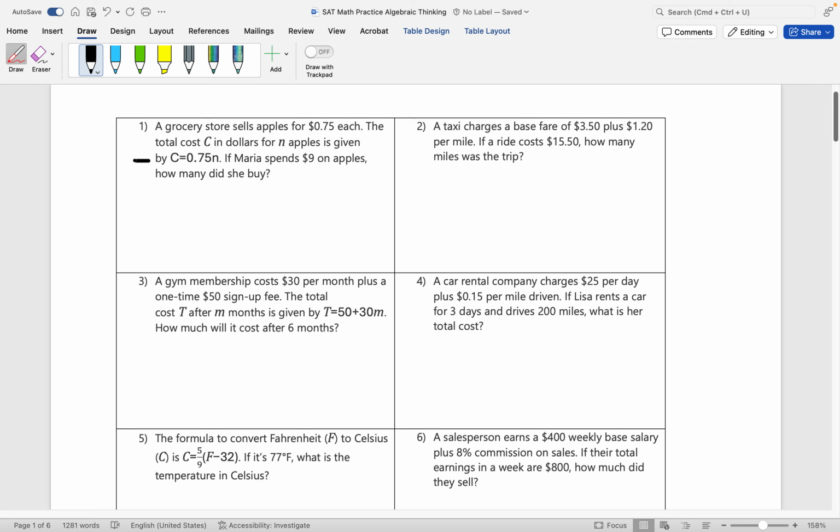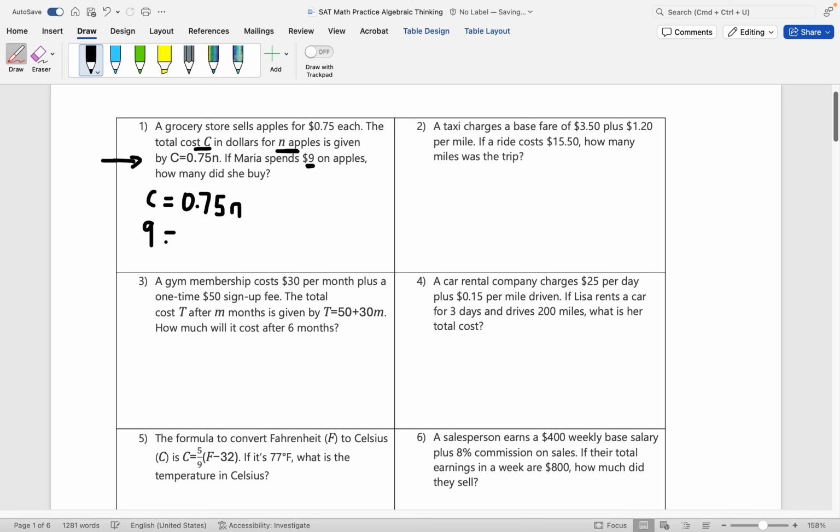Okay, so number one, every time they give you an equation in a question, they want you to solve it. So you identify the equation, make sure that you understand what the variables stand for, and then you are going to solve it. So you have the C, which is the total cost to buy apples, is equal to 0.75 multiplied by the variable n, and the variable n represents the number of apples, okay? So if Maria spends $9, remember $9 is represented by C because C is the cost, so $9 is money. So you are going to substitute 9 where the C is, so that's the cost.